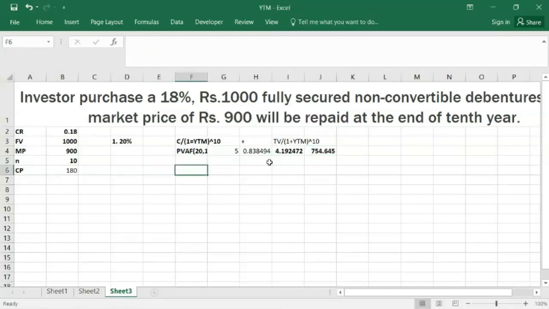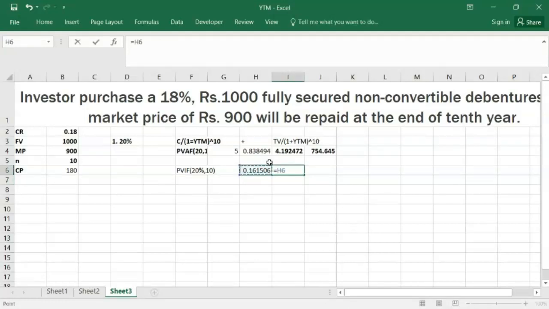Next one I need to calculate for the terminal value. For the terminal value, the present value interest factor for 20% for the period of 10 years needs to be calculated. This is an interest factor, which means a one-time occurrence. It means 1 divided by 1 plus r to the power n. You can use the formula: 1 divided by 1 plus r, where r is 0.2, which means 20%, to the power 10. You can get 0.1615 as the present value interest factor.